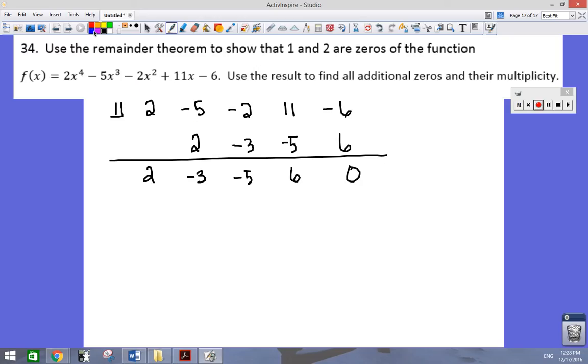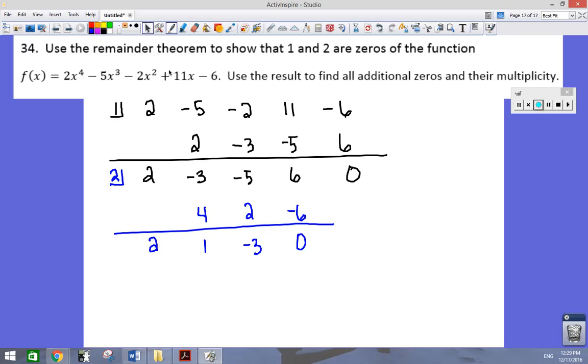So now I'm just going to go ahead and continue using this result to continue doing synthetic division. If it's true that 2 is a 0, that 2 is an x-intercept, again, I'll get a 0 here. Let's see if that's true. The 2 comes down, I multiply, I add, I multiply, I add, I multiply, and I get another 0.